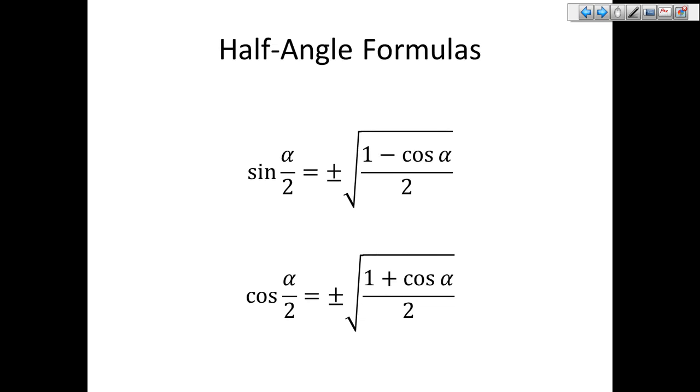Okay, so let's take a look at some half angle formulas. We use these when our angle is being divided by 2, obviously. So that's the sine of an angle divided by 2. That's not the sine of an angle and then the whole thing divided by 2. The angle is being divided by 2. Go ahead, push the pause button, and write these down.